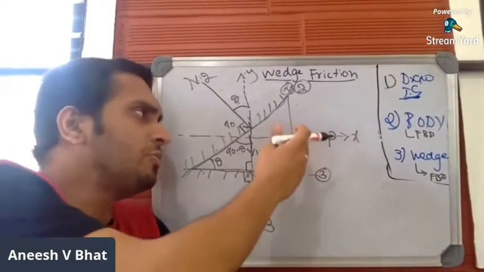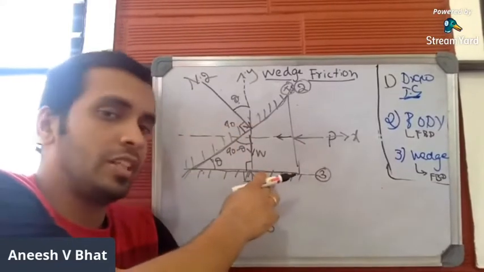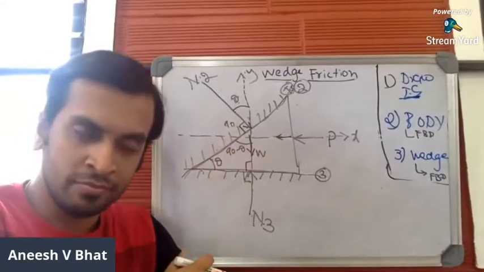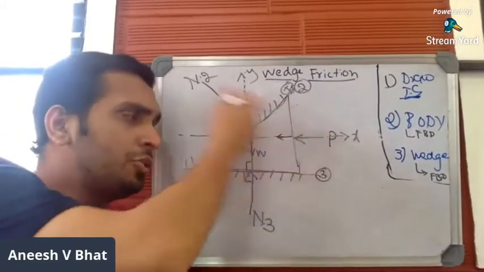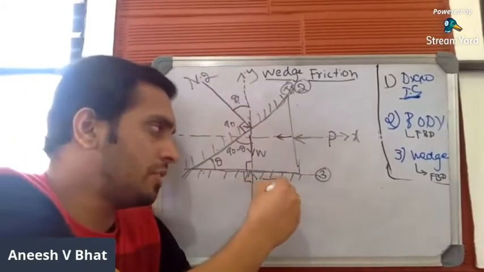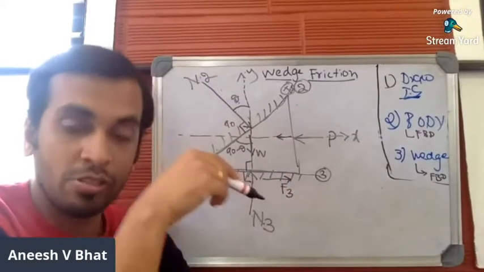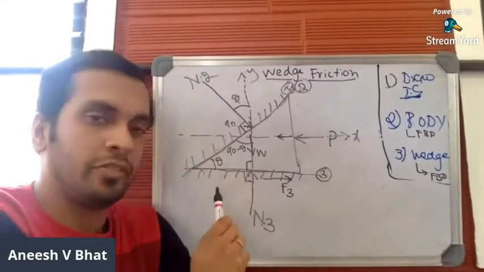So when wedge moves horizontally to the left, as far as surface 3 is concerned, friction resistance should be acting in the direction opposite to the direction of motion of the wedge. So the friction resistance offered by surface number 3 should be acting horizontal to the right, F3, and it should be tangential to the surface.